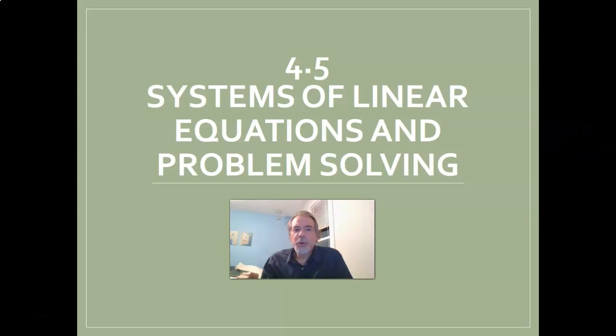This is section 4.5, Systems of Linear Equations and Problem Solving. So that means we're going to be solving the kinds of word problems where there are two unknown things that we're trying to find, and we're going to be able to come up with two equations, so a system of two equations involving two unknowns, and then we can use whatever method seems easiest to solve the system of equations and find those two things that we're trying to find. So let's go straight to some examples.